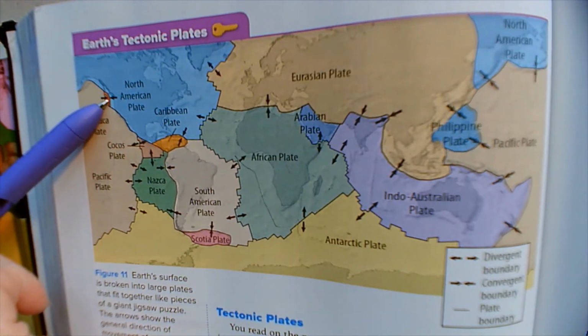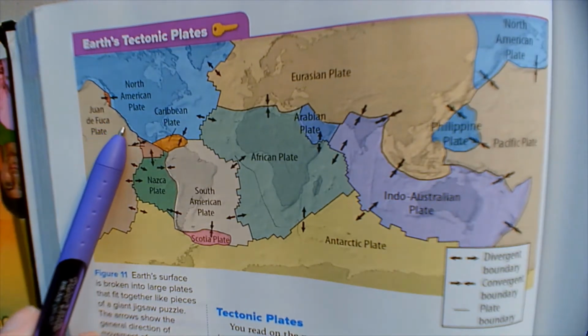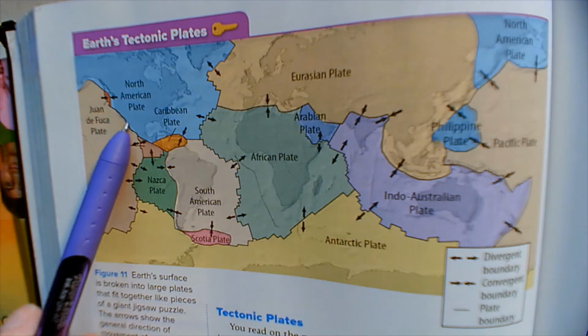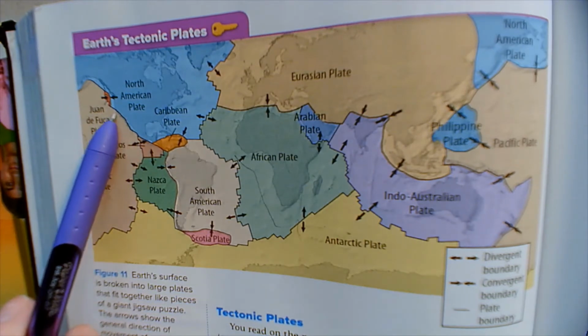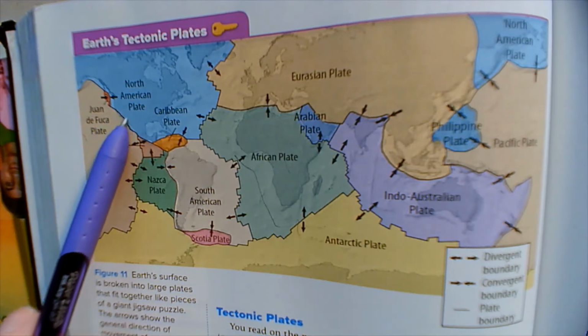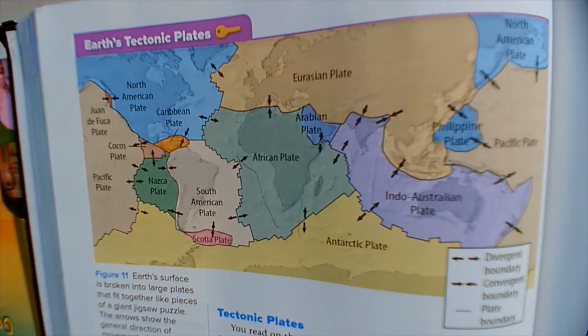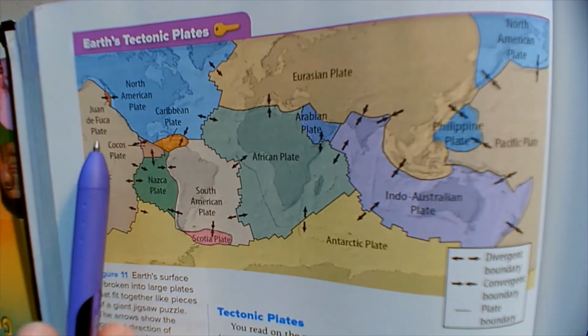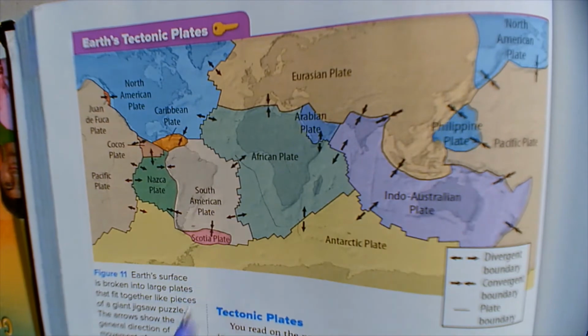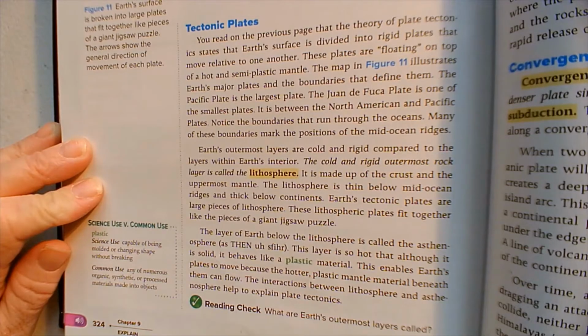Okay, and you can see that this is a convergent plate boundary right here. These are sliding, actually. That's why California has so many earthquakes, because these two plates are sliding. It's a transform boundary, so they're sliding next to each other. Okay, well, let's take a look at our text.